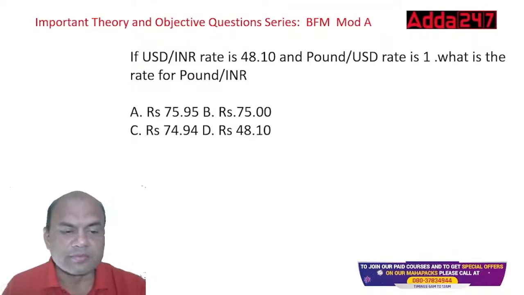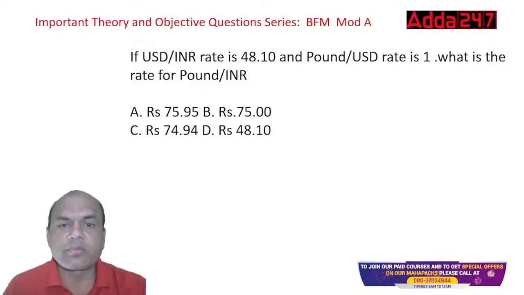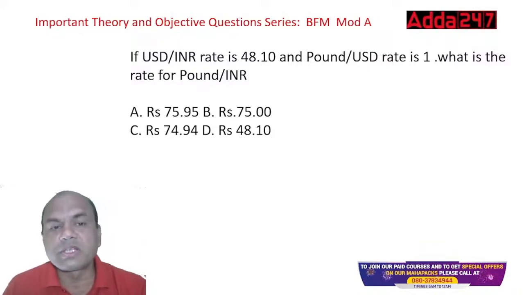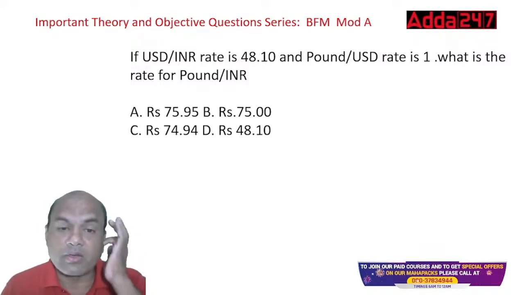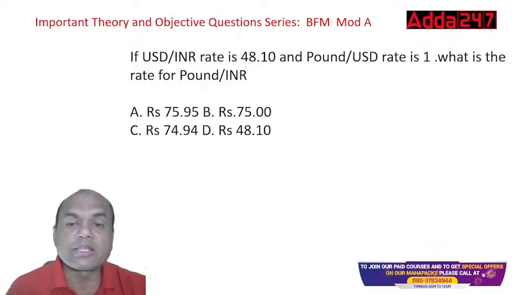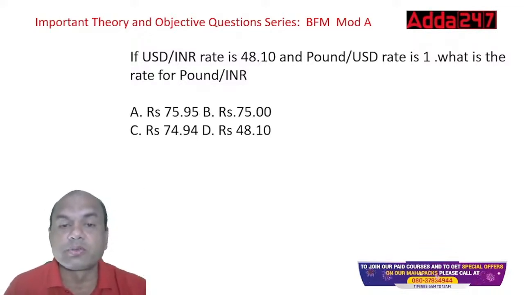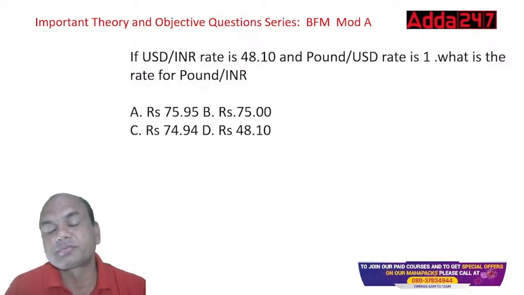Let's see here. The USD INR rate is 48.10 and the pound to USD rate is 1, only 1. What is the rate of pound to INR? Now first tell me, which rule will we use over here? The rule which we'll be using is this: whenever we want some rate which is not given, is the pound to INR rate given?